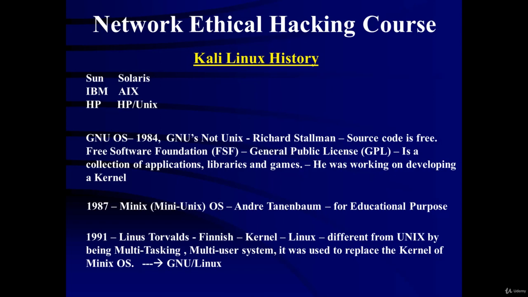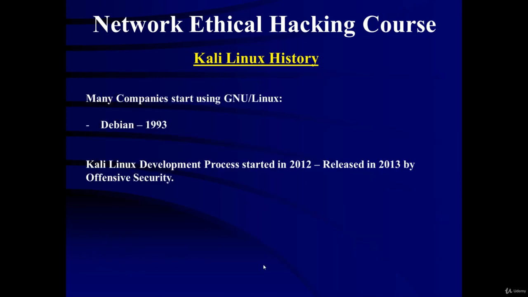system. When Richard Stallman saw Linux, he decided to stop developing his own kernel and he used Linux to replace the kernel he was developing. That's why they call it GNU Linux or GNU/Linux. Many companies started using GNU Linux, such as Debian, which started in 1993, and our Kali Linux is from the Debian family, and its development process started in 2012 and it was released in 2013 by Offensive Security.